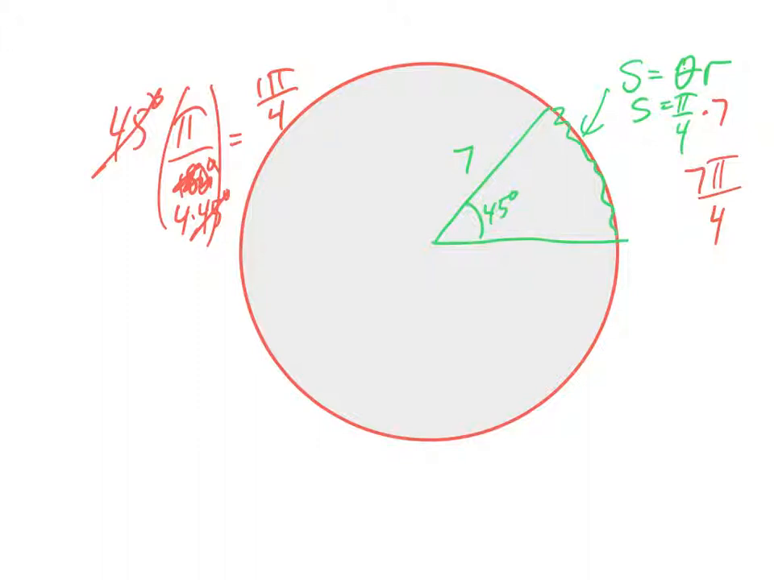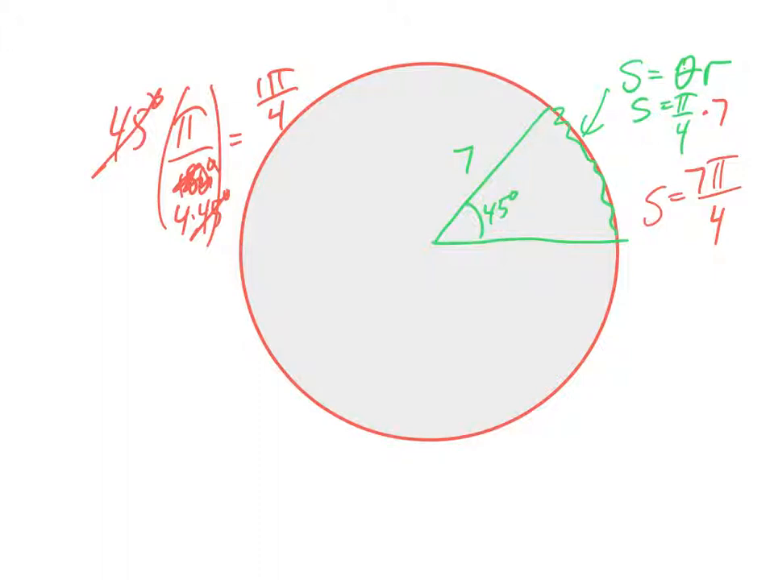Now, I know you're thinking in the real world you'd never tell somebody the length is 7 pi over 4. That's a weird length. You can always multiply by 3.14. It's totally okay to use. If you have a calculator, you just go 7 times 3.14 divided by 4. So you can get real numbers out of this. They don't have to have a pi in them. All right, so there's the arc length.